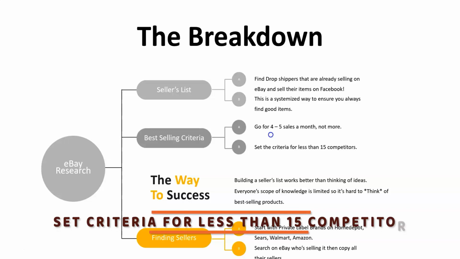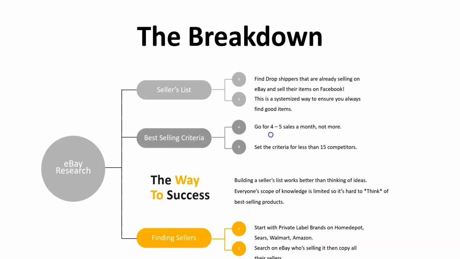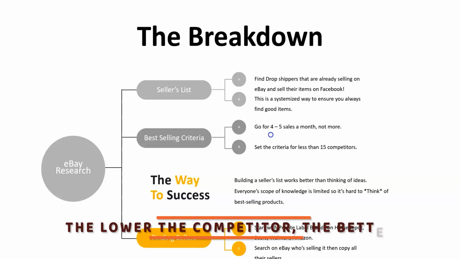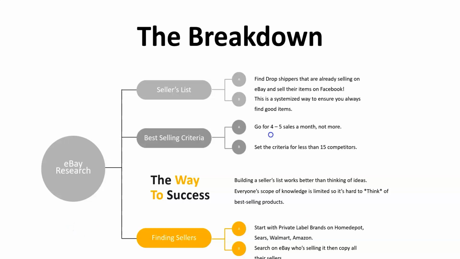You want to set a competitor criteria for less than 15 competitors. You don't want to sell an item that has 5 sales a month and like 200 competitors, because chances are, if there's 200 competitors on eBay or Amazon, right, then there's probably a ton of people that know about this product and that are selling it on Facebook or selling it on other platforms. So that's a criteria that you kind of want to use for the competitors. Really, the lower the competitors are, the better, because that means it's completely unsaturated, right? So yeah, we just went over this part.